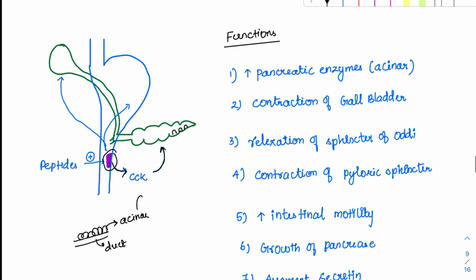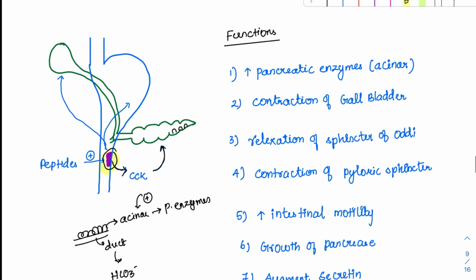Whenever there is stimulation of acinar cells, there will be production of pancreatic enzymes. Whenever the duct is stimulated, what is it going to produce? Another important product from the pancreas, the alkaline secretion, that is bicarbonate. So CCK's most important function is to stimulate the acinar cells, so it is increasing the enzymatic activity.